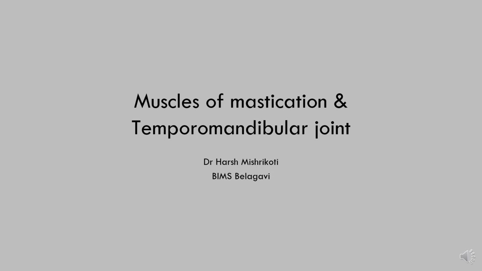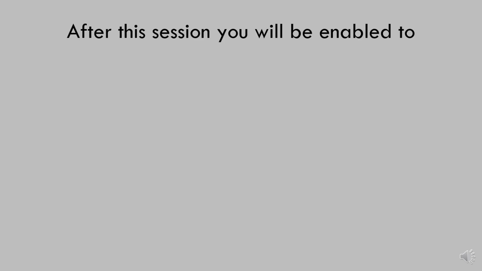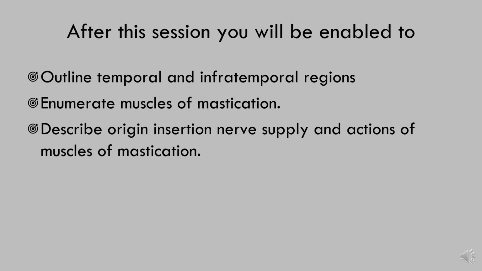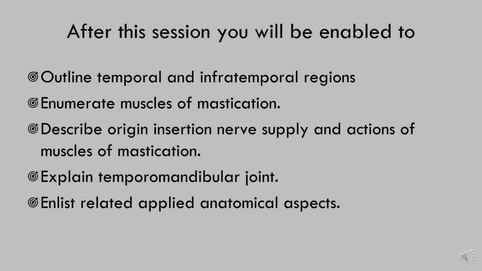Let us look at the muscles of mastication and the temporomandibular joint in this session. After this session, you will be enabled to outline the temporal and infratemporal regions, which we already did. You will be able to enumerate the muscles of mastication. You can explain the muscles of mastication in detail with respect to their origin, insertion, nerve supply and action. You can explain the temporomandibular joint, and we will also enlist related applied anatomical aspects.